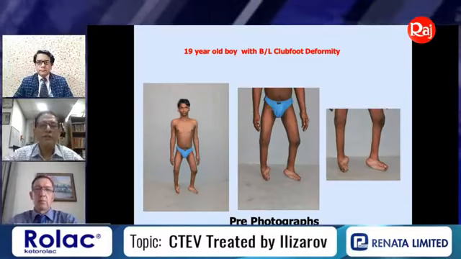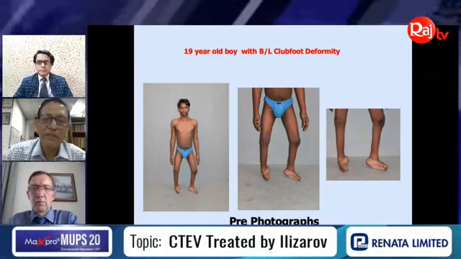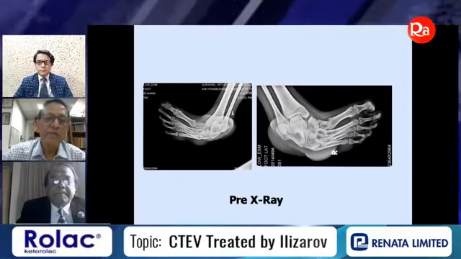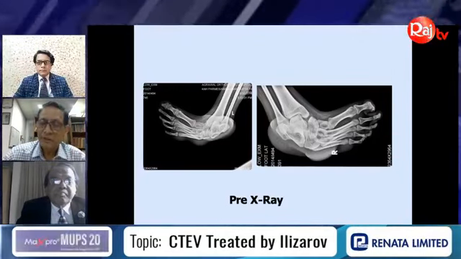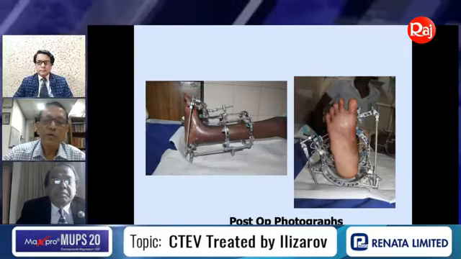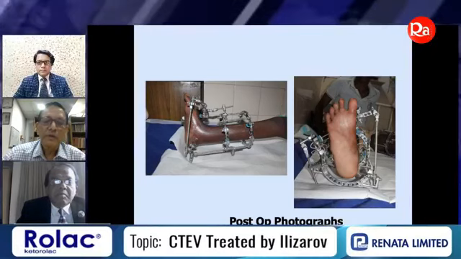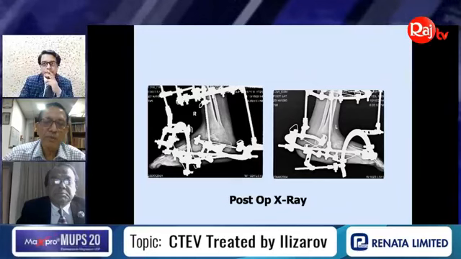It's another boy, a 19-year-old boy with a bilateral clubfoot deformity. This is a very, very severe deformity. You can see that in the same man, there is a 90-degree adduction deformity in both legs, a 19-year-old boy. So gradually, we have corrected the deformity. And this is how the deformity is gradually corrected.